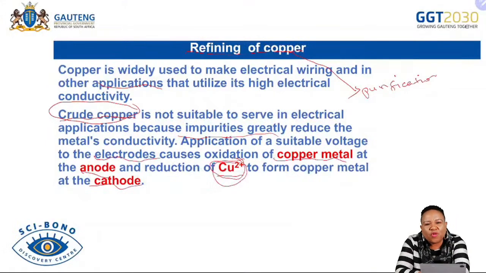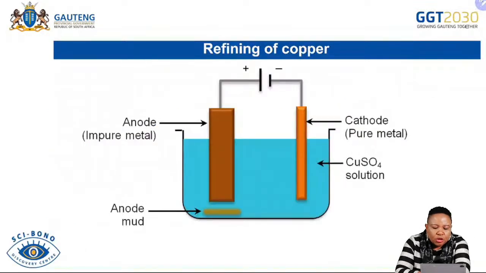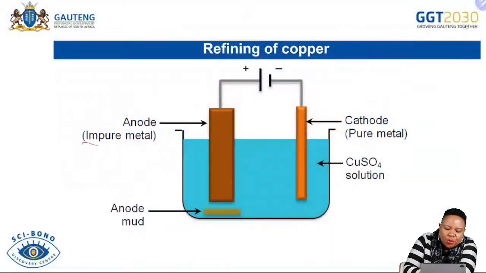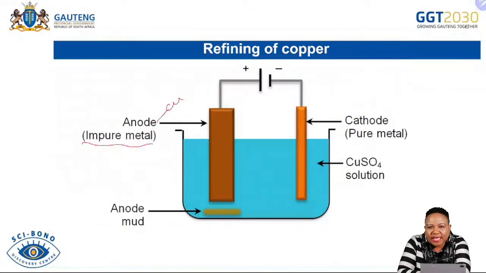And where will our copper be formed? Our pure copper will be formed at the cathode side, exactly as copper forms at the cathode side during our decomposition process. So when you look at the refining process, you will see that I have impure copper at the anode side. Why is it impure? There are other ions on this copper metal. Therefore, we regard it as impure.